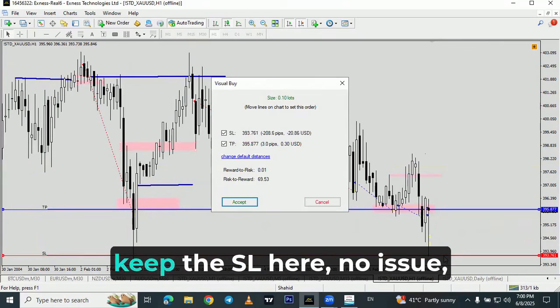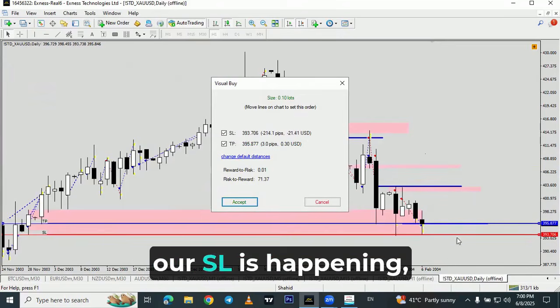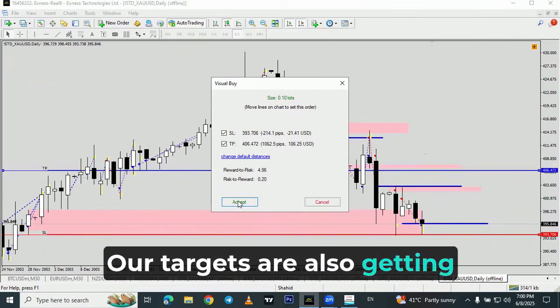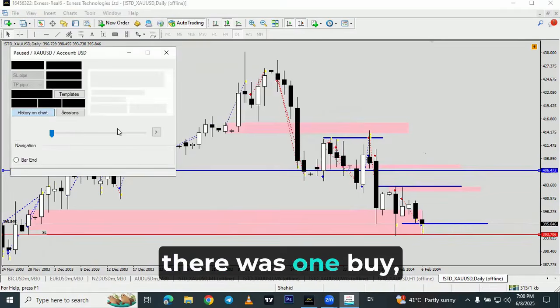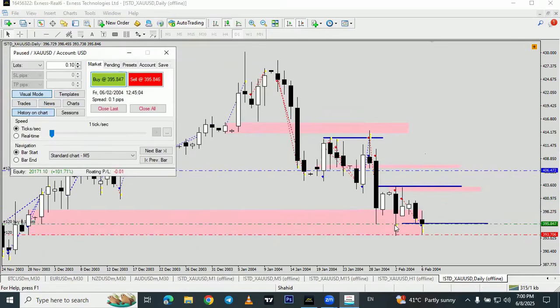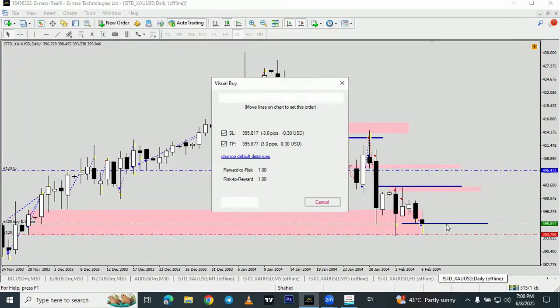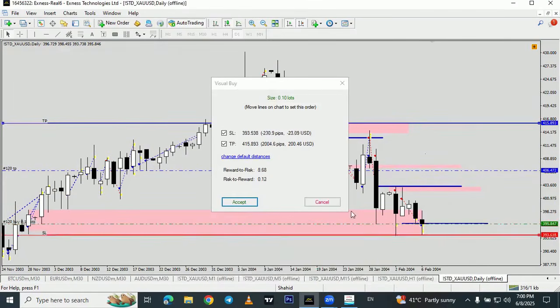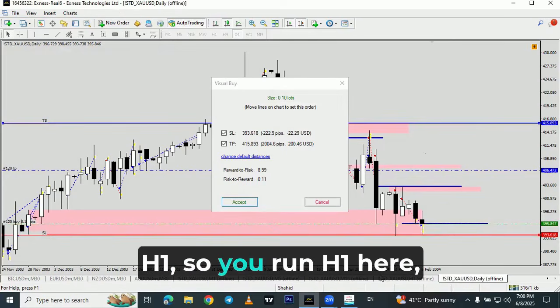We buy like this, keep the SL here, no issue. Our SL is holding and our targets are also getting bigger, right? Our targets are also getting bigger here. If you see, there was one buy and we have one buy here. These two are our buys. We keep them here, no issue. Let's go. Now the market has changed on H1. So you run H1 here.